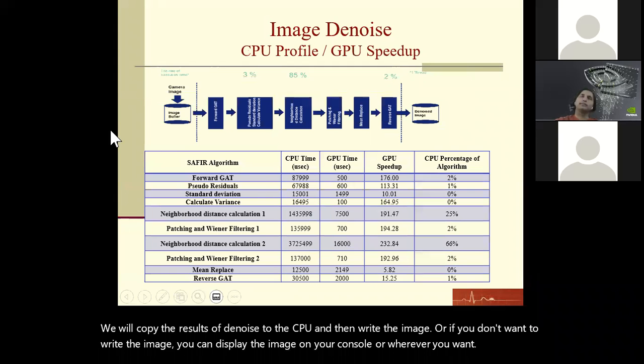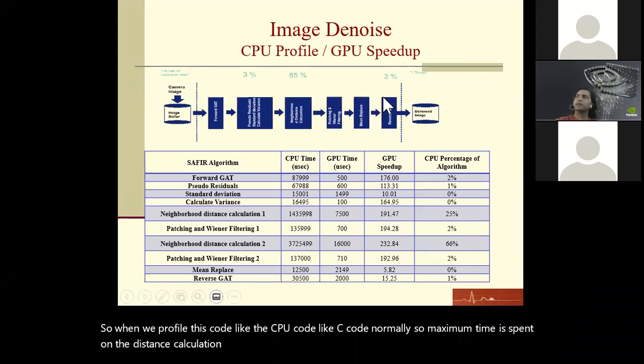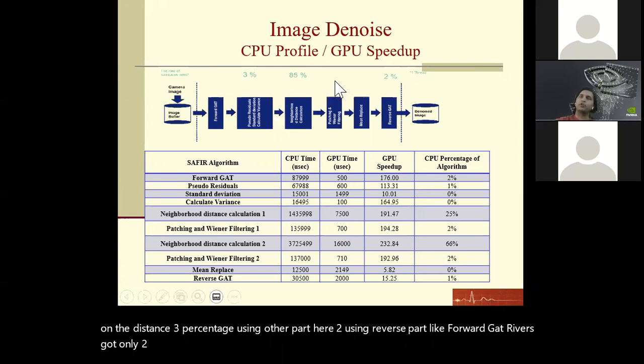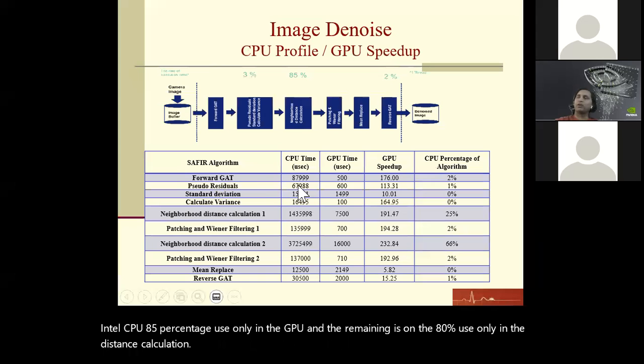When we profile this code, the CPU code, normally C code, the maximum time is spent on the distance calculation. About 3% is used in other parts, and 2% in the reverse part, like forward and reverse GAT. But the remaining 85% is used by the CPU, on a standard Intel CPU, only in the distance calculation. So it is a huge computation, and that's why we moved all of this part to the GPU.